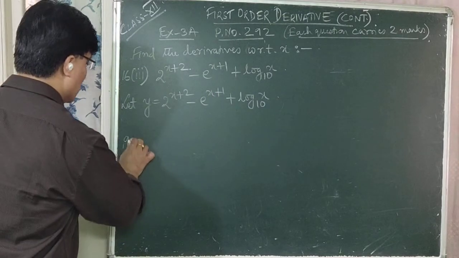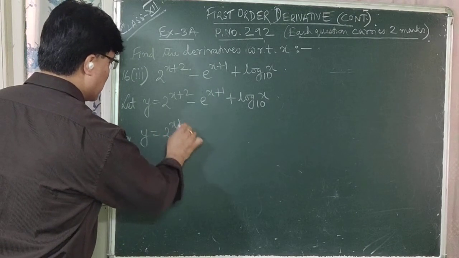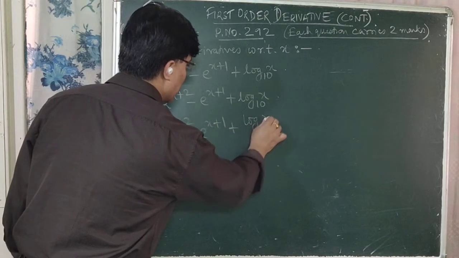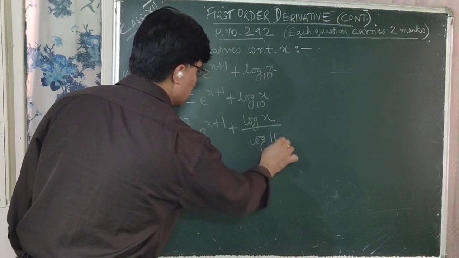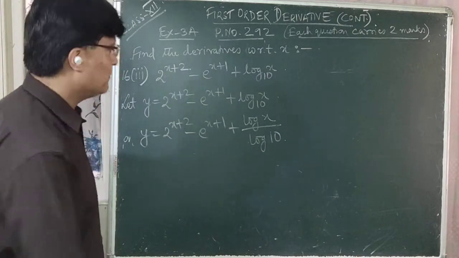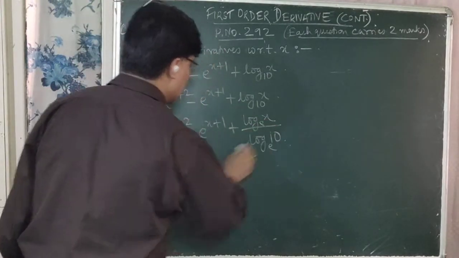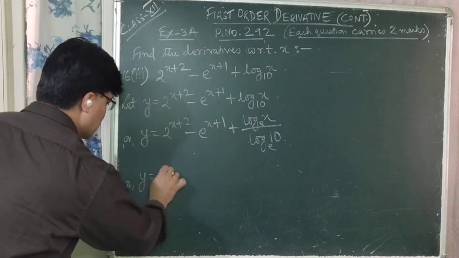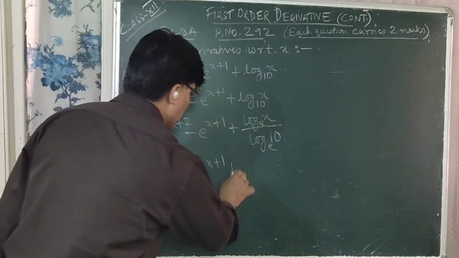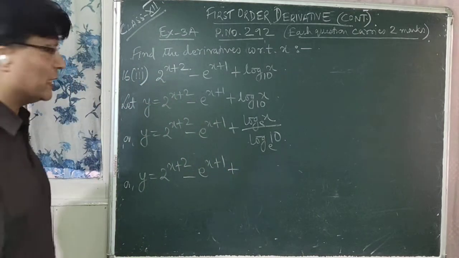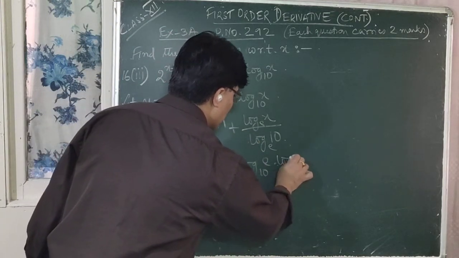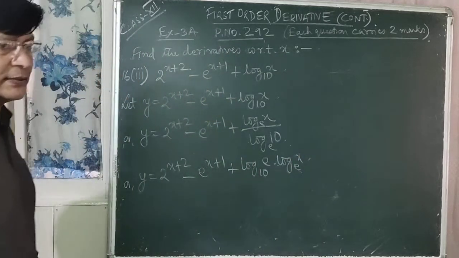Right? So, or y is equal to, this is 2 to the power x plus 2 minus e to the power x plus 1 plus, this is your log x divided by log 10, because in this case you cannot directly differentiate it because here the base is 10. So now it is base e, right? So or y is equal to 2 to the power x plus 2 minus e to the power x plus 1 plus, now we can take that log 10 base e to the numerator. So what does it become? You know that it becomes log e base 10 into, it is log x base e, right?